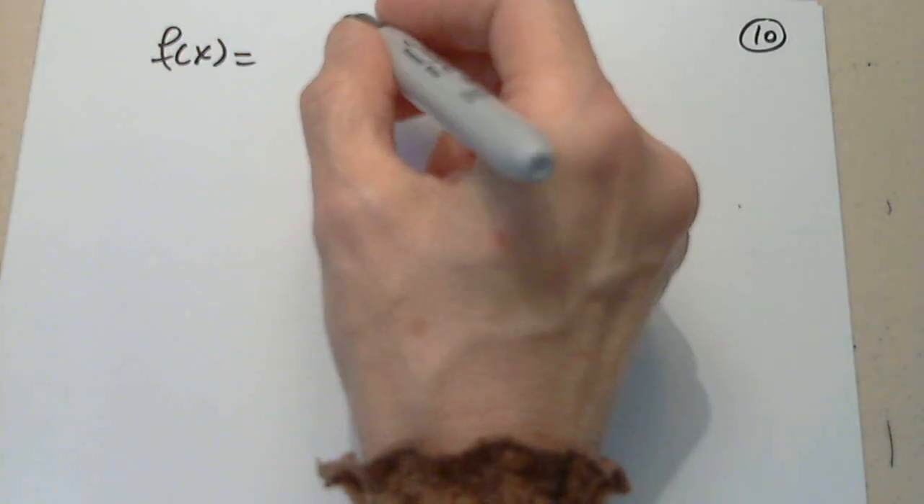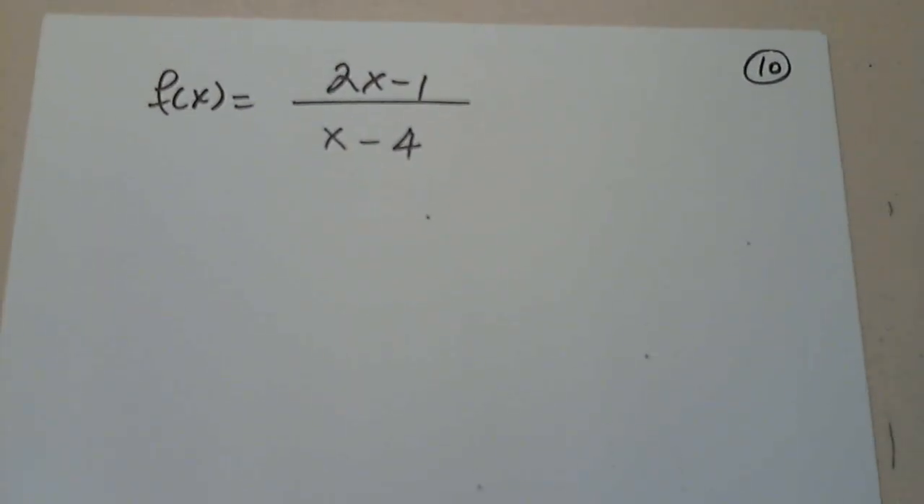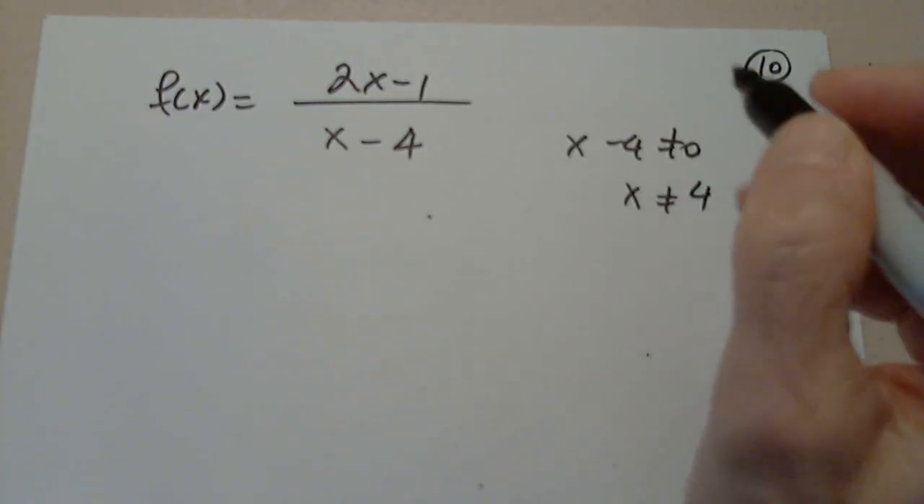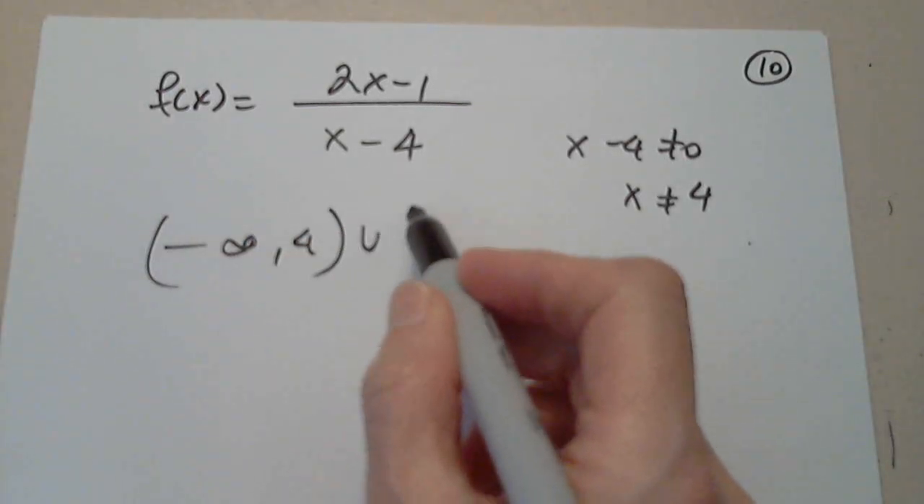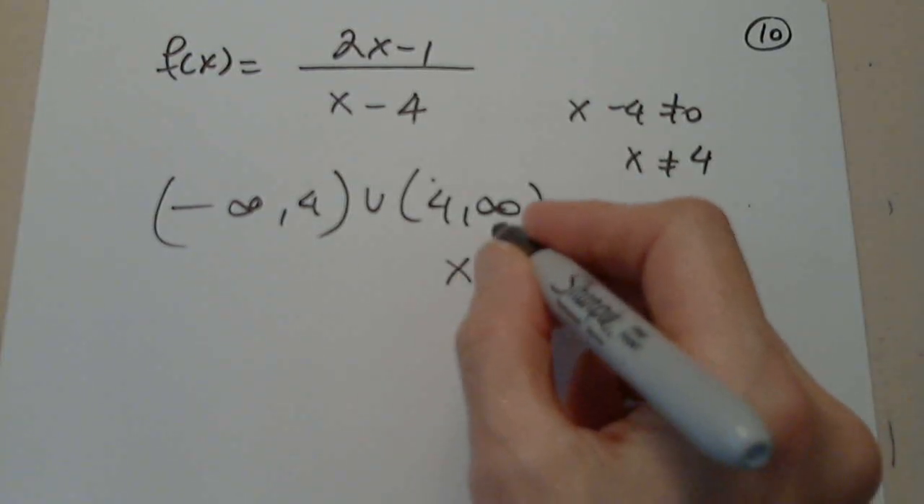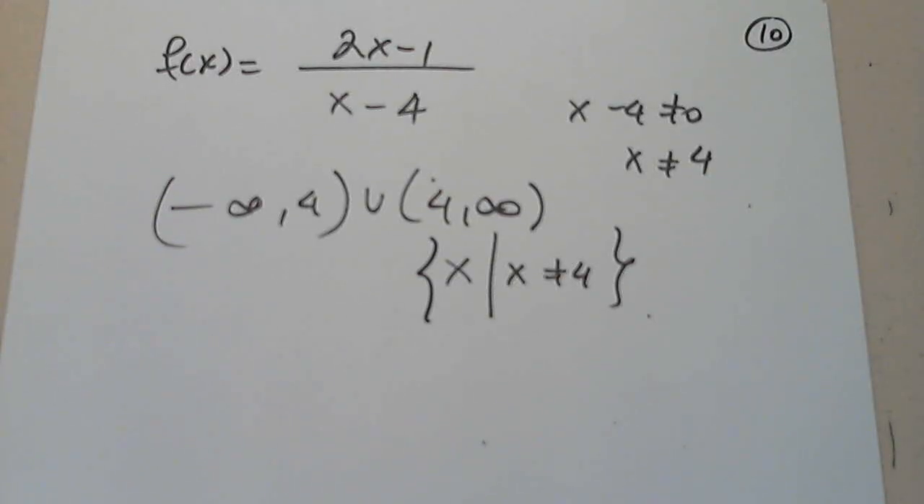f of x equals 2x minus 1 over x minus 4. We know that x minus 4 cannot equal 0, which means x cannot equal 4. In interval notation, negative infinity to 4, union 4 to infinity. Or in set builder notation, which is not useful, we're just copying the condition. Any questions?